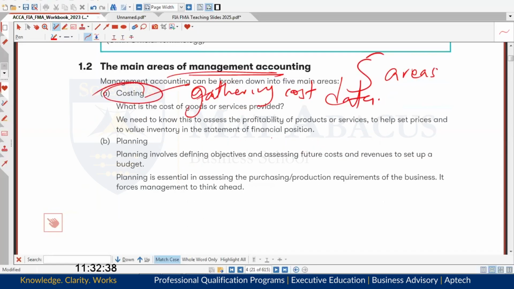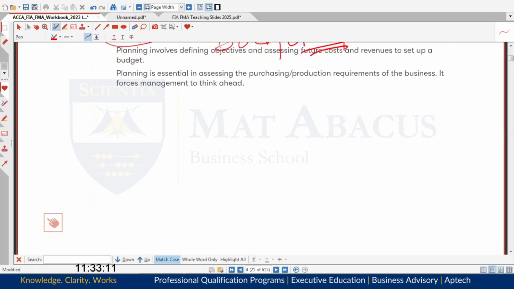Then the next one is planning. Planning involves budgeting, okay? How are you planning to spend the money? I believe when you're coming in the morning, you must have had a plan of how much you're planning to spend today. Like maybe I'll spend 10,000 on transport, 10,000 on lunch, 10 on data and other items. So that is what we call planning or budgeting.